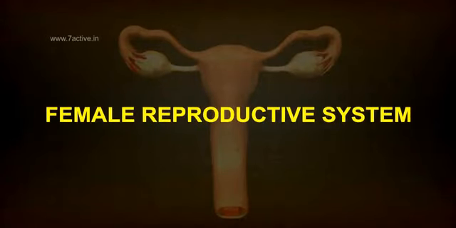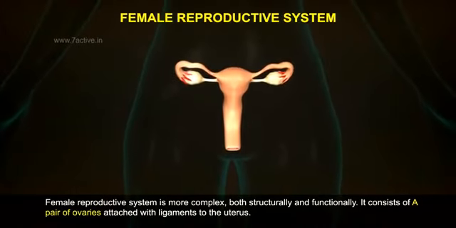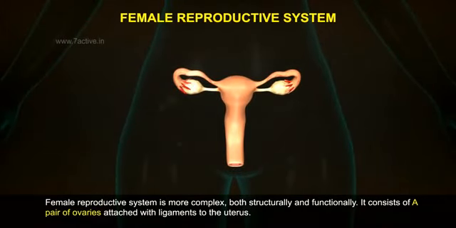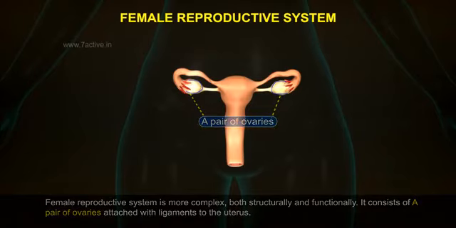Female reproductive system. Female reproductive system is more complex, both structurally and functionally. It consists of a pair of ovaries attached with ligaments to the uterus.